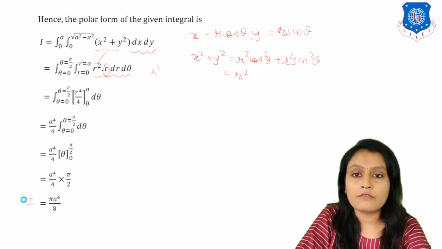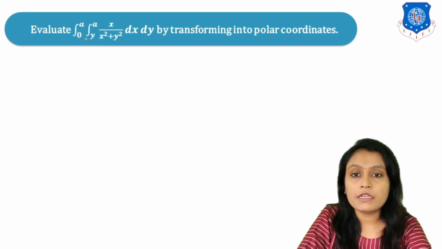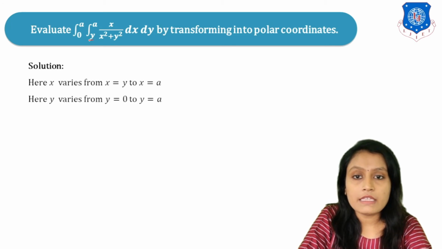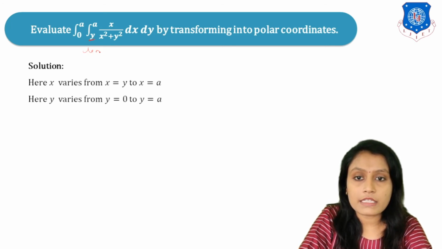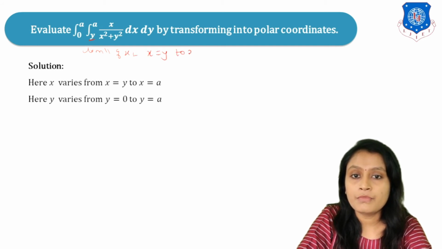Okay, now we will solve one more example. Evaluate double integration 0 to a, y to a, x upon x square plus y square dx dy by transforming into polar coordinates. Okay, so again here we are transforming it to polar coordinates. Let's begin with the solution. Here y is given. Okay, so this is the limit of x. So limit of x is given, that is x equals y to x equals a, and the limits of y is 0 to a. y equals 0 to y equals a.